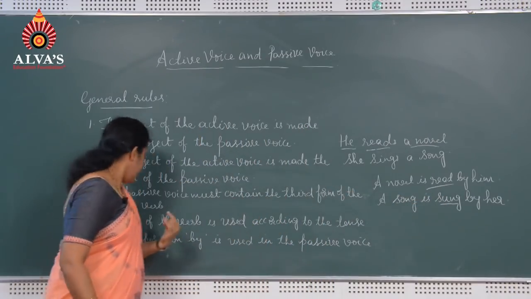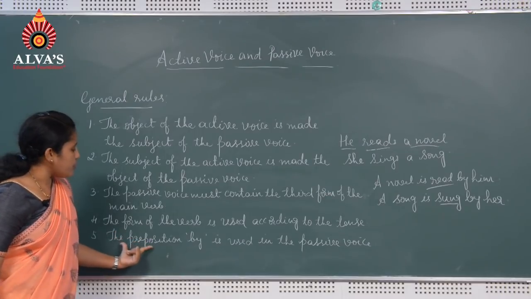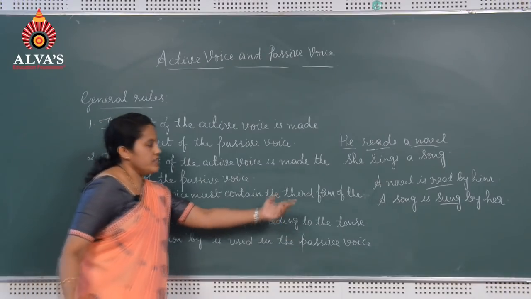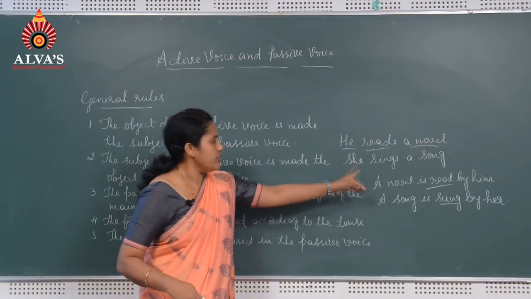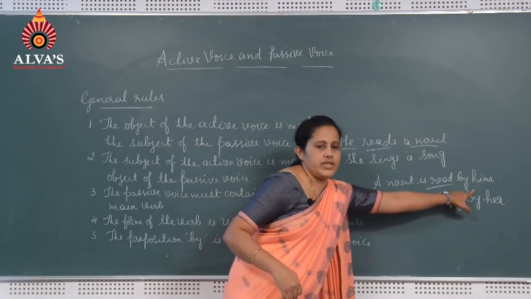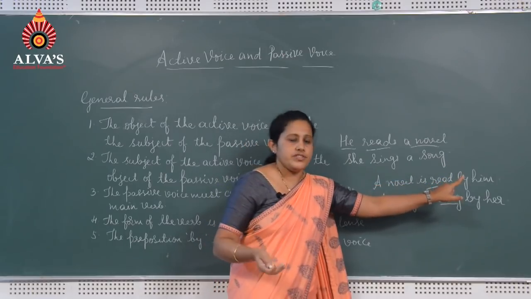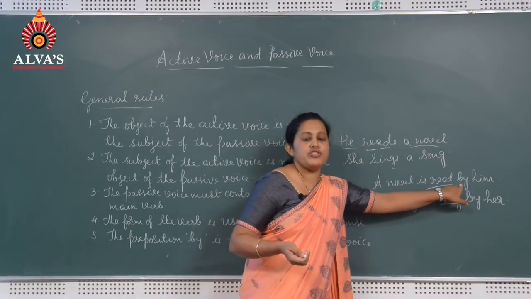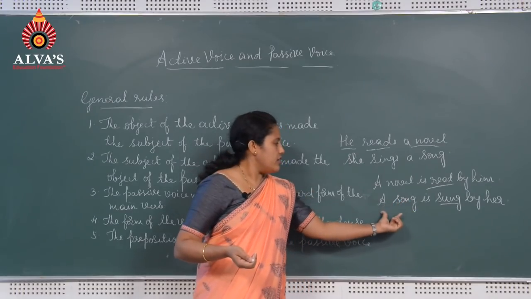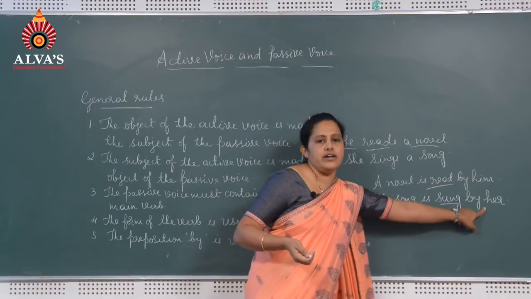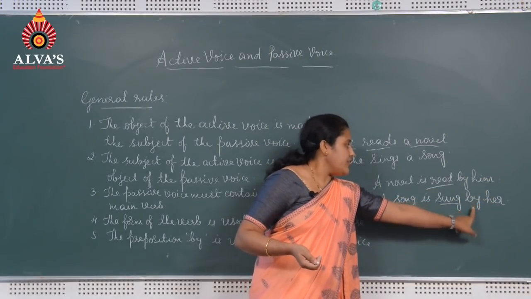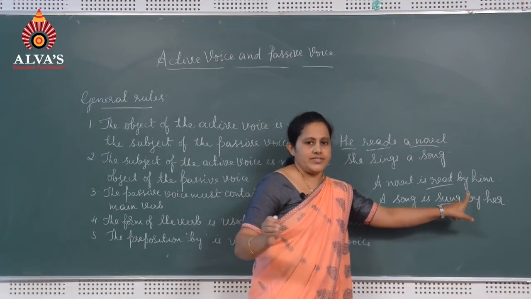Now, last one is the preposition by is used in the passive voice. In this example you can see that he reads a novel, is read by him. When we change into passive voice, we use the preposition by. Same thing in the second sentence, a song is sung by her. So, preposition by is used when we change from active to passive.